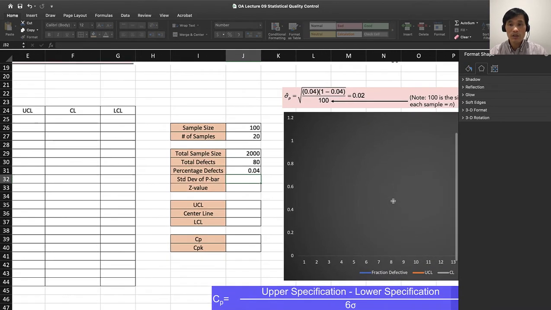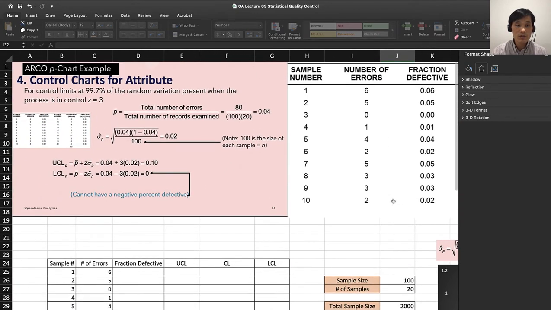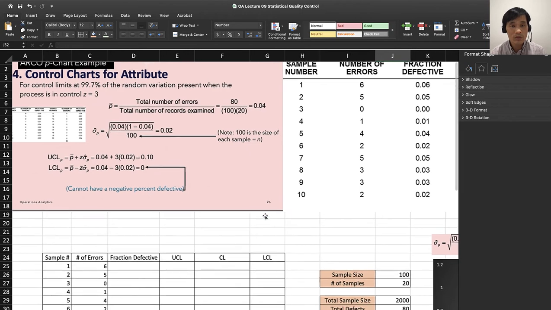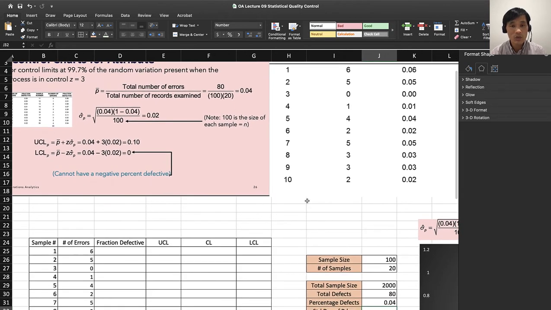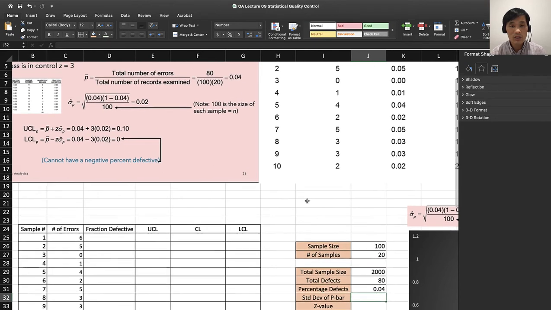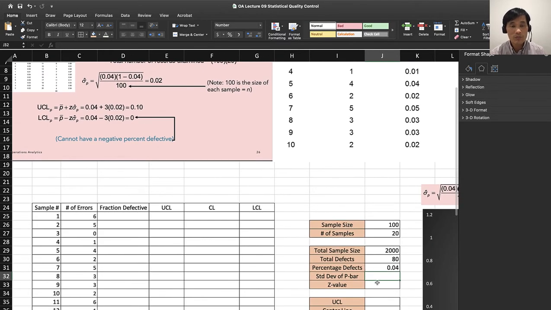So p bar equals, actually, what is the formula? Let me show you. P bar is the total number of errors divided by the total number of records examined. So 80 over 100 times 20 gives you that. And we have to calculate sigma hat p equals the square root of p bar times 1 minus p bar over 100. So that's what we need to do.